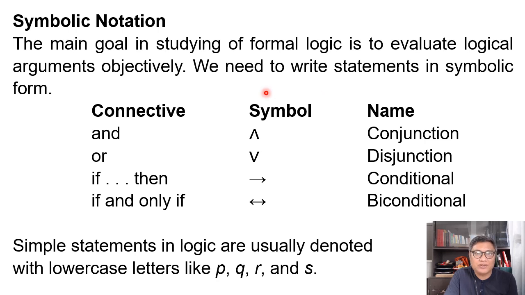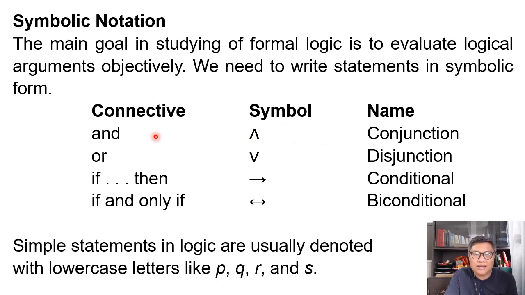Now, as I said, because we are using symbols, the main goal in studying formal logic, class, is for us to evaluate logical arguments objectively. So we need to convert the statements into symbols. The statements will be represented by letters, usually small letters, but sometimes we also use capital letters. And the connectives are represented using these symbols. So every time you see the symbols, you must know, class, what connectives we are using and what the names of the connectives are.